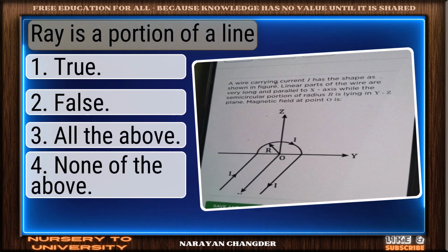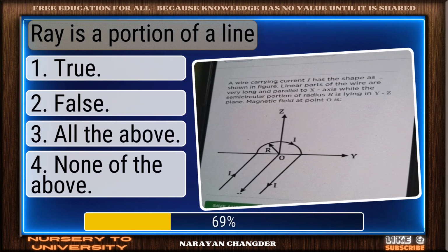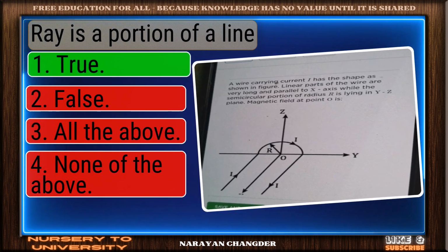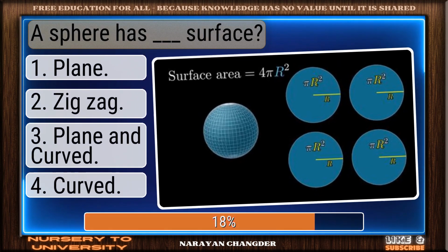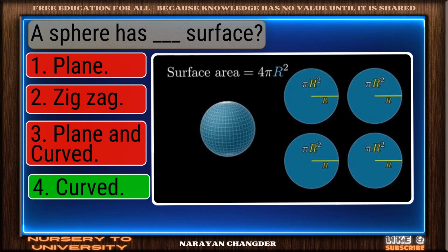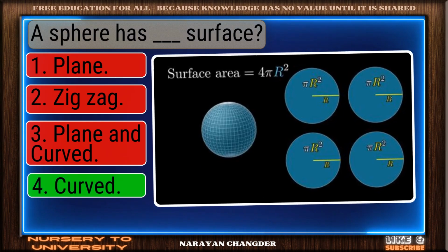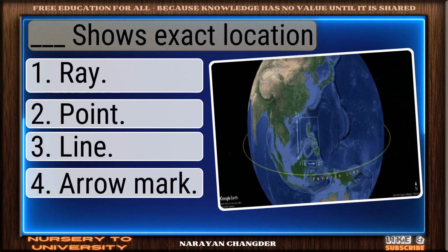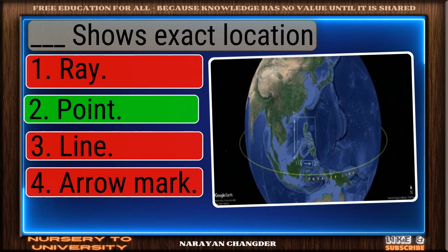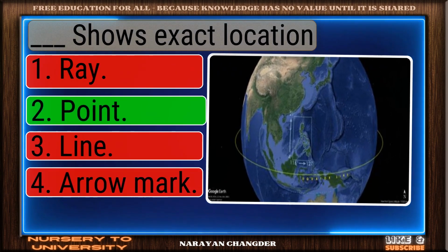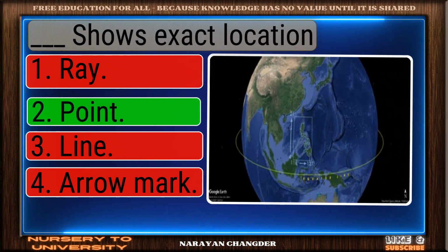Ray is a portion of a line. Correct. True is the right answer. A sphere has dash surface. Strong choice. Curved is the right answer. Dash shows exact location. Nice work. You chose point, and it is correct.